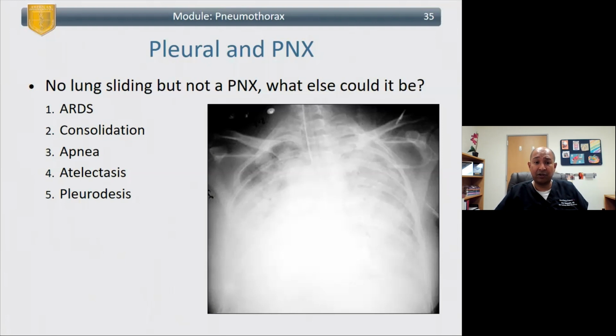Sometimes you could have massive consolidation. Sometimes you could just be apneic. Even though there's lung pulse sometimes, who knows, it'd be hard to see. You know, areas of atelectasis. But the big one is always pleurodesis.